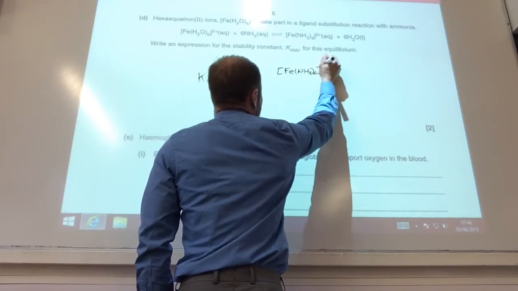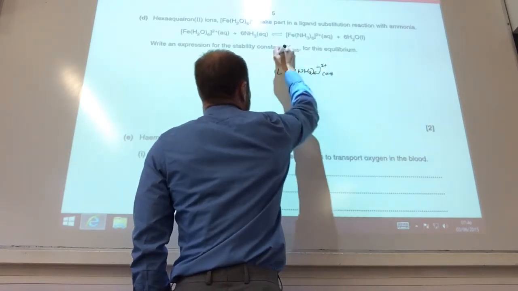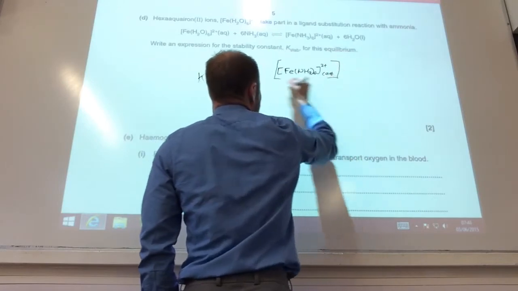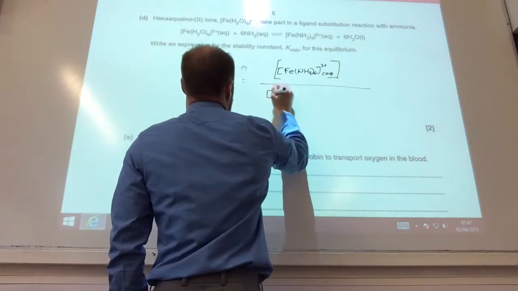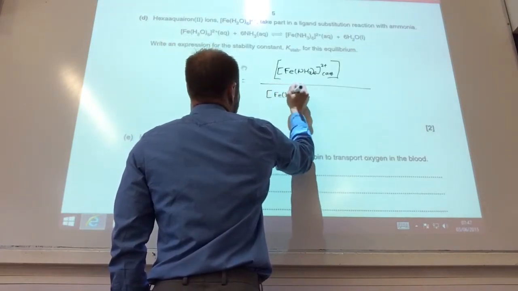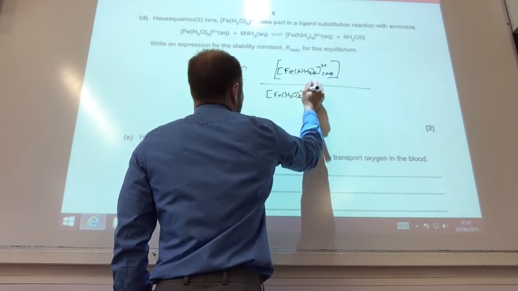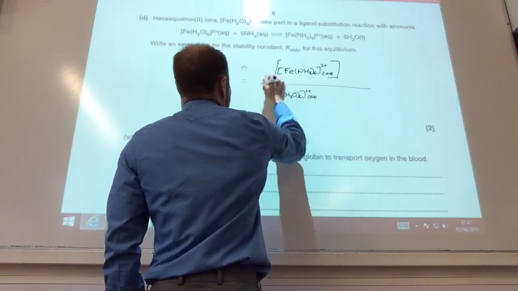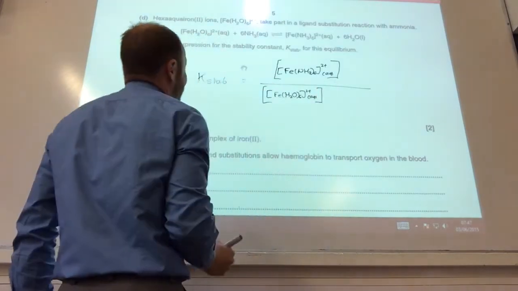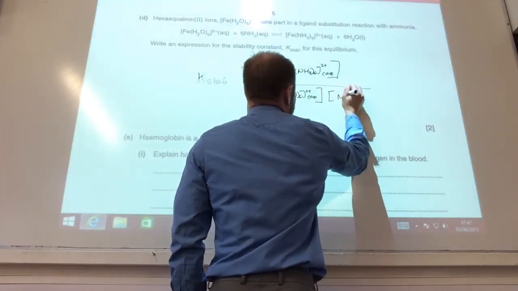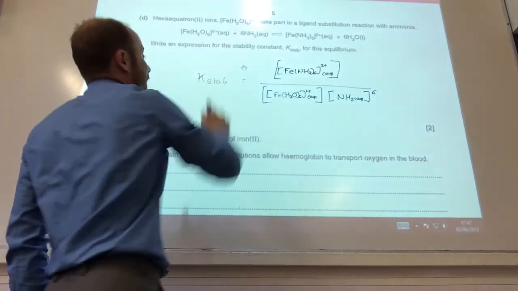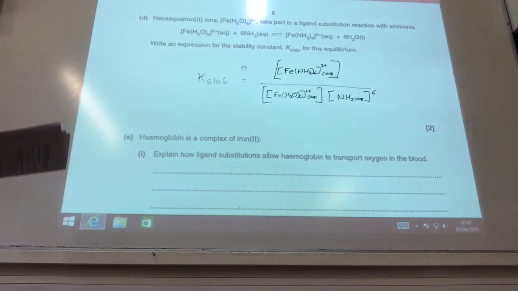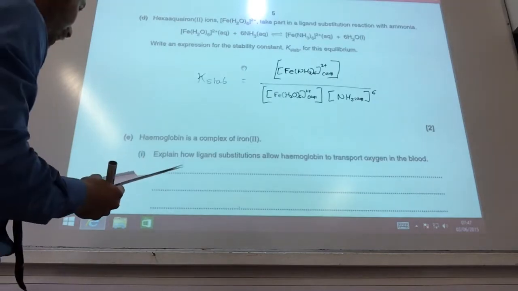[Fe(NH3)6]2+ aqueous. And it's the concentration of that, so you need to put that in square brackets. So it goes a bit square bracket mad. On the bottom, I'm going to have [Fe(H2O)6]2+ aqueous, and again that always goes in square brackets as well. And slightly easier is going to be [NH3] aqueous. You just need to remember that's to the power 6 because you've got 6 of them there. Okay, that looks okay. We're now going to go on.